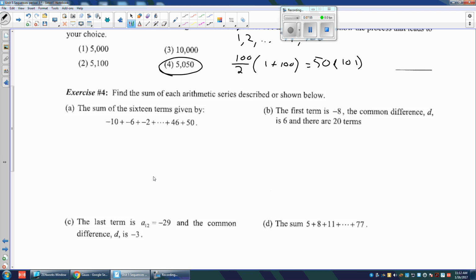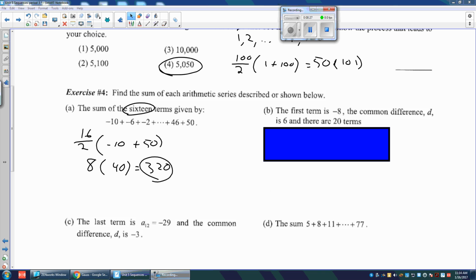Find the sum of each arithmetic series described or shown below. The sum of the 16 terms given by. I'm glad that it said 16. That means that I don't have to figure out how many terms there are. So it's going to be 16 over 2, and then negative 10 plus 50 is 40, 8 times 40, 320. The first term is negative 8. The common difference is 6. There are 20 terms.